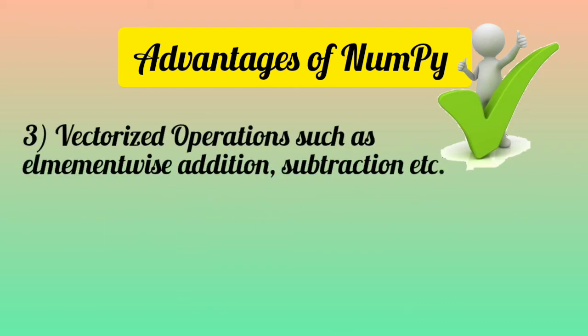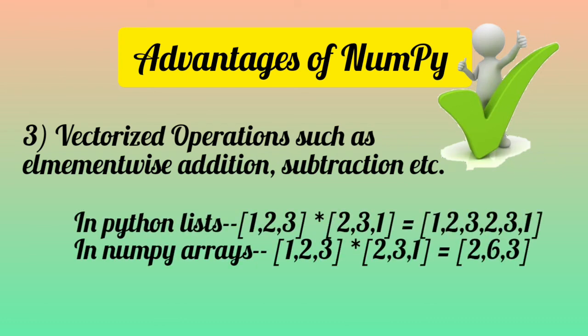The third one is vectorized operations such as element-wise addition and multiplication, computing the Kronecker product and so on, which are provided by NumPy. For example, we take the list 1, 2, 3 multiplied by 2, 3, 1. What a Python list will do is give us the result of the list 1, 2, 3, 2, 3, 1. But using NumPy arrays, we can multiply element-wise, like 1 multiplied with 2, 2 multiplied with 3 and so on. So for that purpose, we can use NumPy.